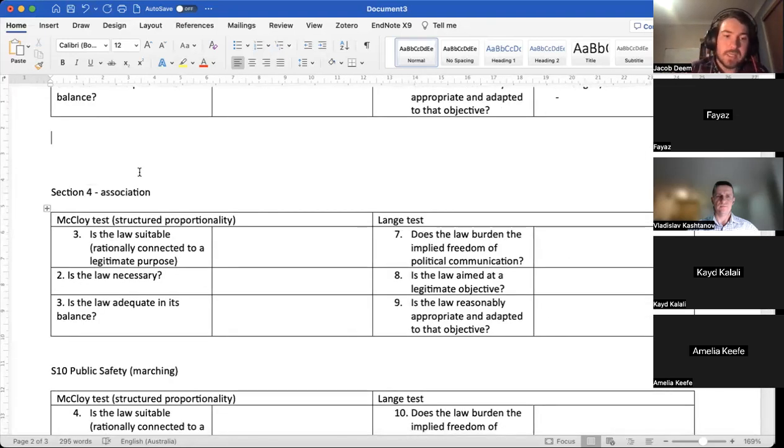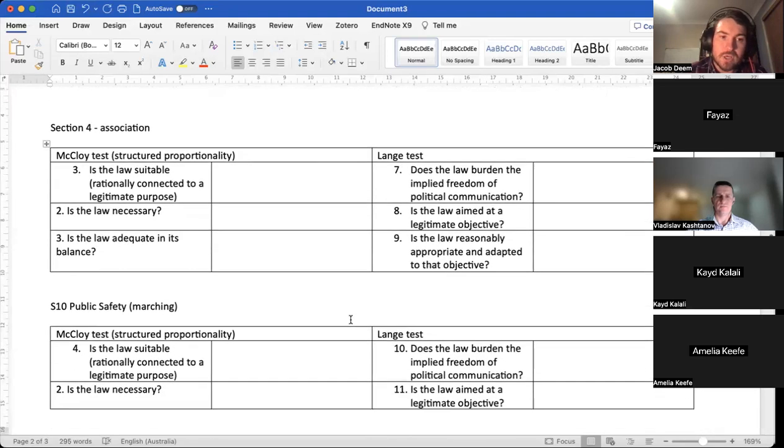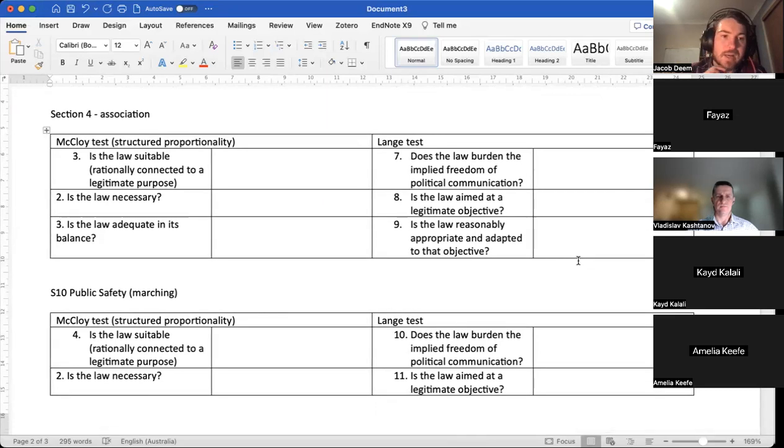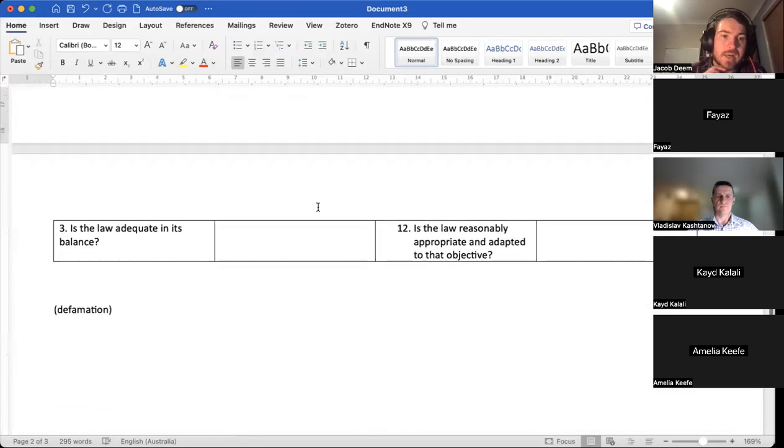Just super quickly, in terms of association, largely the same objectives and ideas. So broadly, you'd expect to see the same format. Obviously, the arguments themselves are slightly different, but in terms of section 4 and section 10, going through those same steps, and it might be the case that you can use these tables as practice going through those sections.